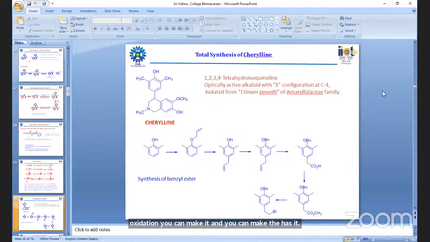That means oxidation you can make, and you can make the acid. The acid can be converted to ester. The ester can be converted to alcohol to bromide. That means one of the fragments, this benzyl 2,6-dimethyl benzoyloxy phenyl bromide, you can make it by starting from the phenol. Next slide.